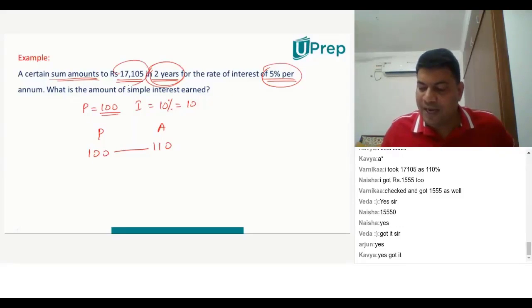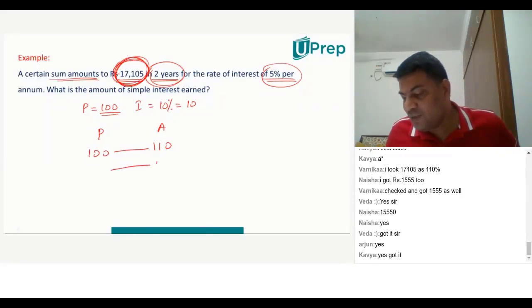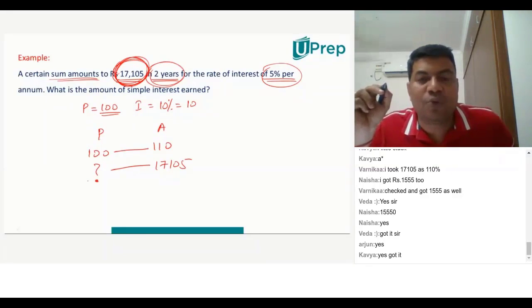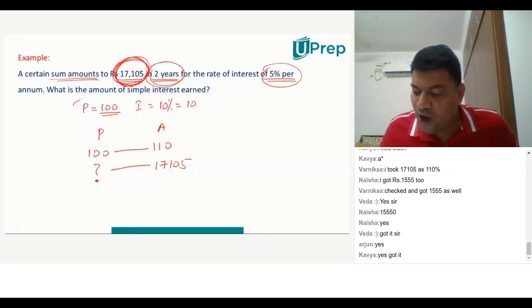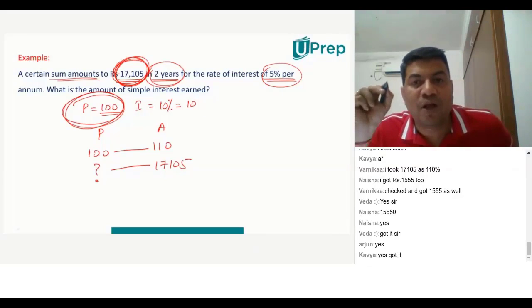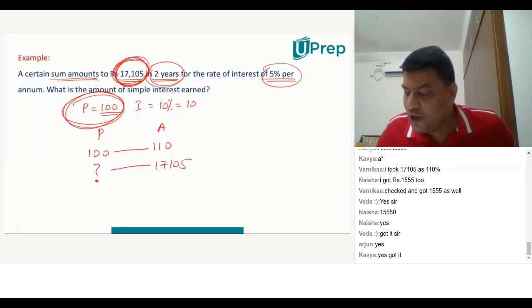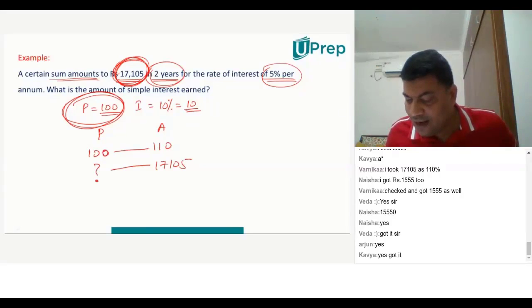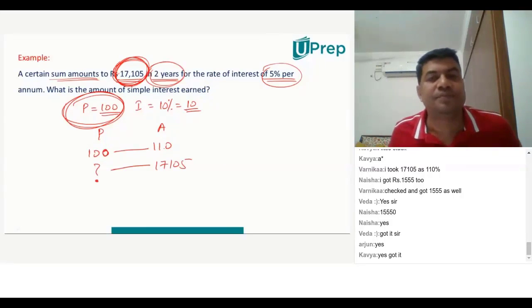But it is given to you that your amount has become 17,105. So how much is the principal? It's a very simple math. This is the math that I always want you to learn. I always told you, fall in love with this number called 100. If you know principal is 100, you are earning 2 years, 5%. That means you're earning 10%. So your interest is 10 rupees. So your principal of 100 is becoming 110.